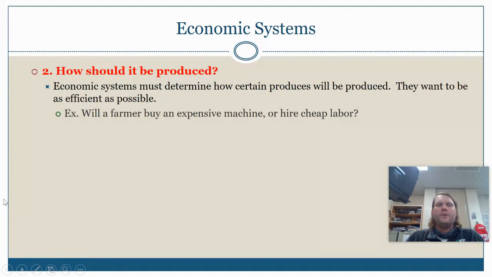The next thing we have to figure out is how should it be produced, which is basically who's going to do it. In the United States, private citizens get together and get all the factors of production together. They have to use their own money. Sometimes they can borrow it, sometimes they can get investors to buy in. And then they decide how it's going to be put together. So it's left up to the private citizens.